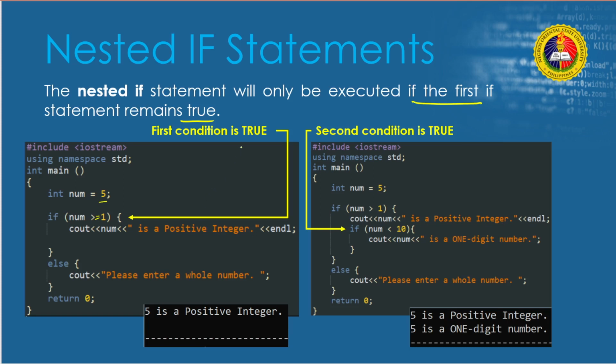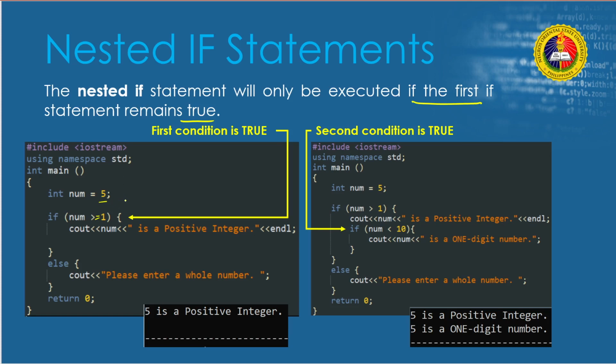Yes, sir. Okay. Now, what if we're going to create another condition? Let's say for example, if you entered 5, the first condition is the number 5 is a positive integer. Now, we are going to determine how many digits it has. That's the time that we are going to create an if statement. So after we determine if it's a positive integer, we are also going to determine whether or not it is a one digit number.